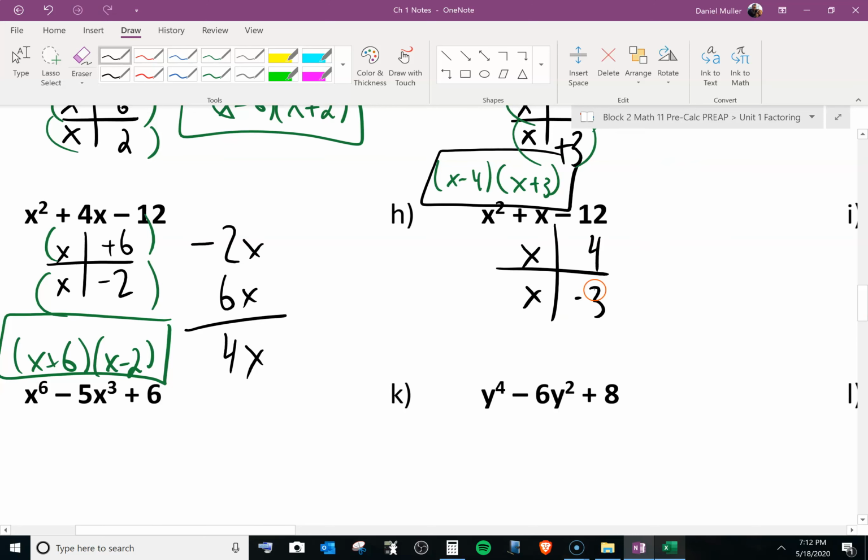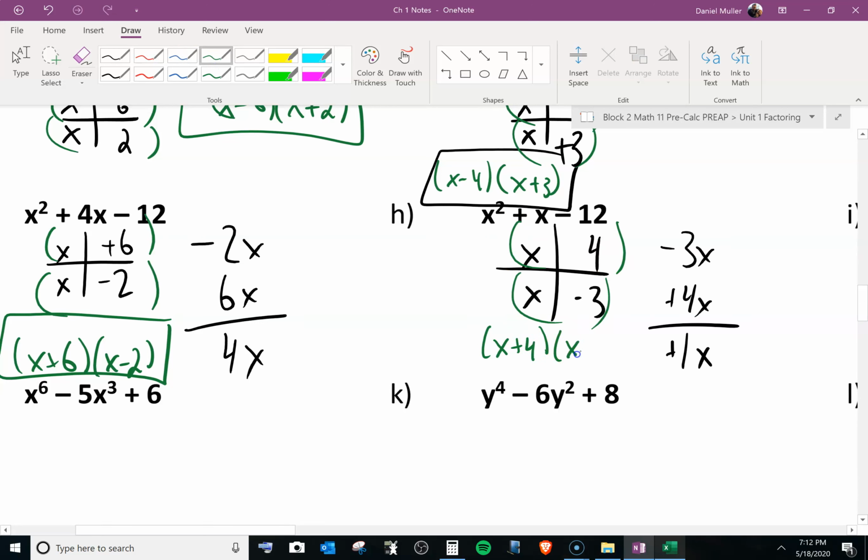If you take a look, negative 3 times 4 does preserve the right side, which is negative 12 if you multiply them. X times x is x squared, and my diagonals are a negative 3x and a positive 4x. And if you add those, you get a positive 1x, which is exactly what I have in the center. So I have this one, x plus 4, and then I have this one, which is x minus 3.